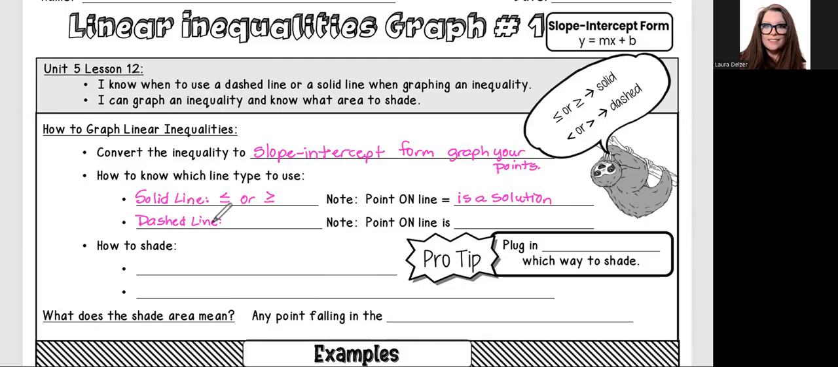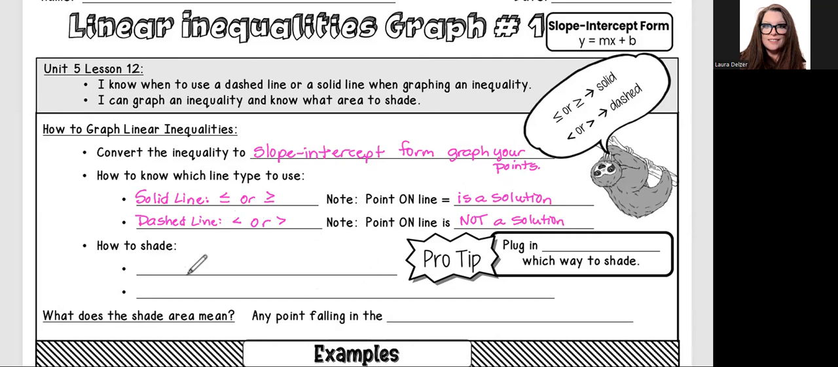Okay. Now, a dashed line, this is going to be when you have a less than or a greater than, and it doesn't have the equal sign in it. The reason that it's dashed is because the point on the line is not a solution.